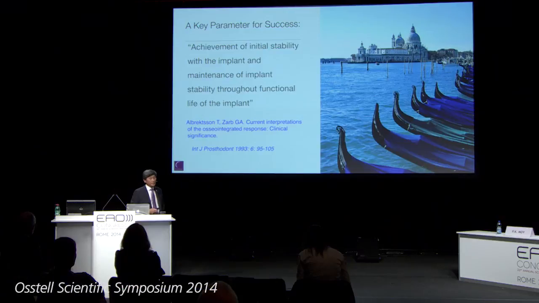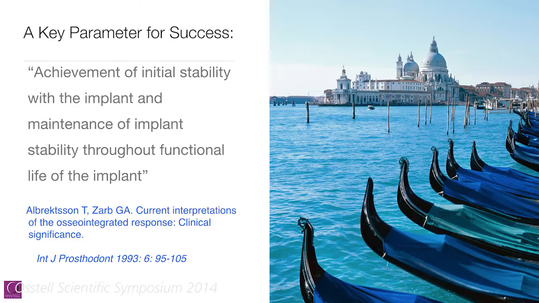So the key parameter for success, as Mauro has pointed out, is the achievement of initial stability with the implant and maintenance of that stability throughout the functional life of the implant. That was determined by Professors Albrektsson and Zarb way back in 1993. Well, how are we supposed to achieve that success if we really don't know what that stability is?